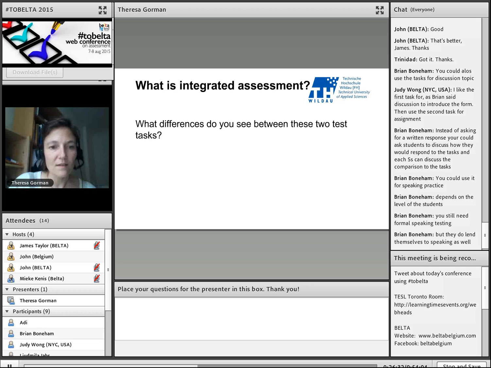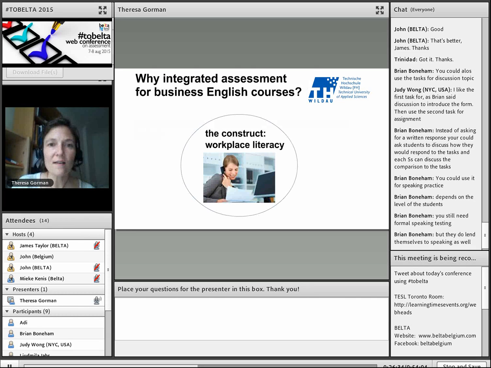Okay. Well, what I'd like to say is that the tasks are measuring different things. We've got discrete, narrow writing skill versus integrative reading and writing. I have to cope with the surrounding text. I have to attend to relationships. So for me, the construct behind the integrated task is workplace literacy.